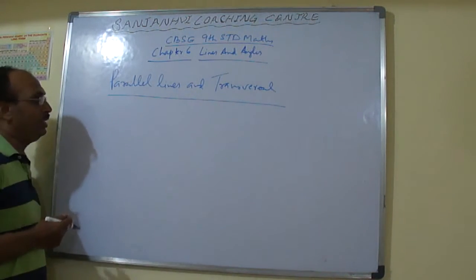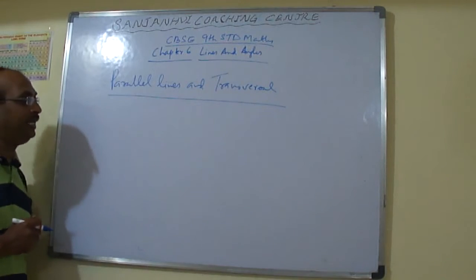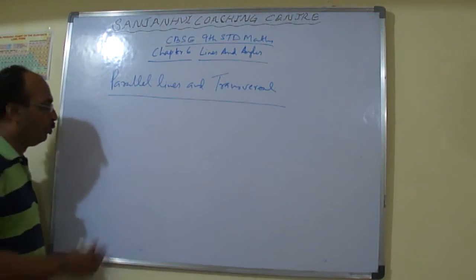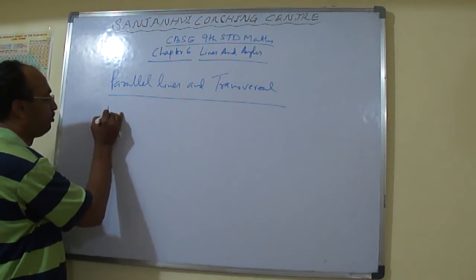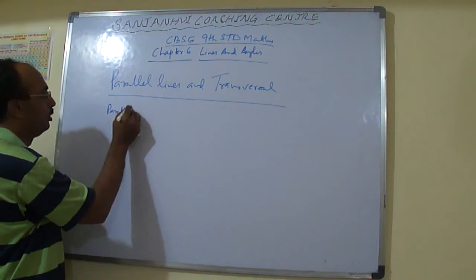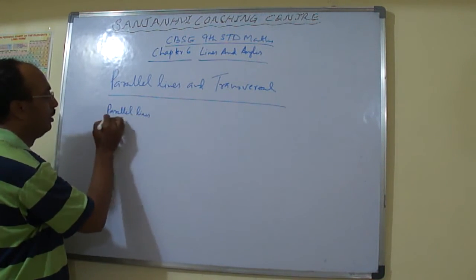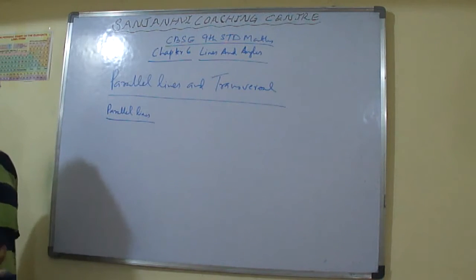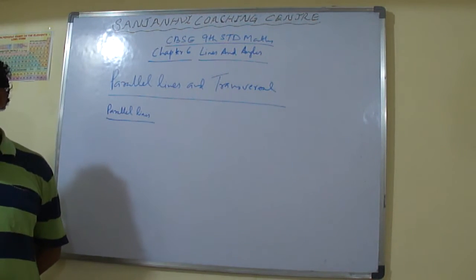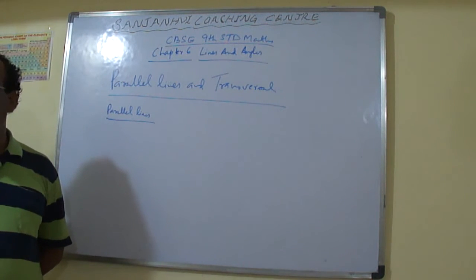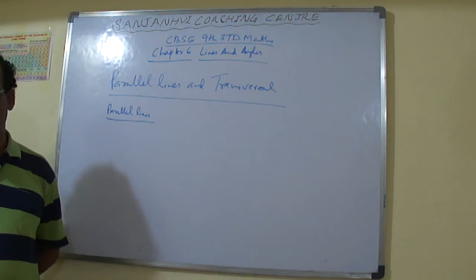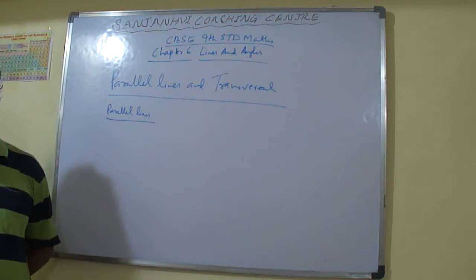Okay. So now we will be discussing parallel lines and transversal. So what are called parallel lines first? Parallel lines are lines which are non-intersecting. Lines which are non-intersecting, they will never intersect each other. Those lines are called parallel lines.